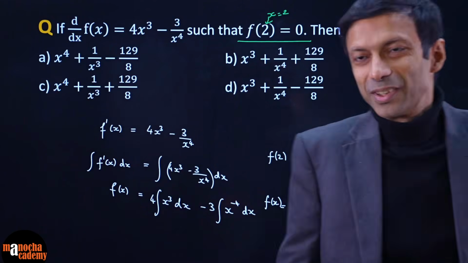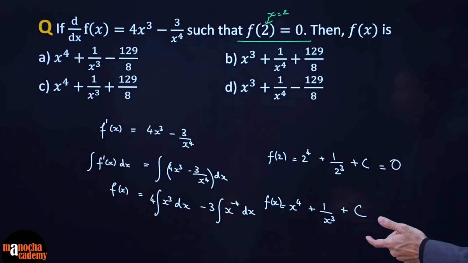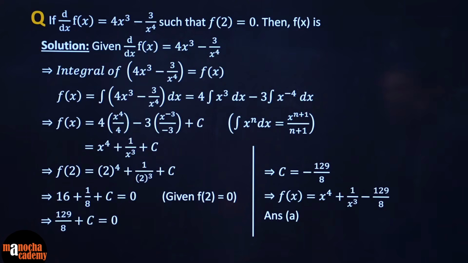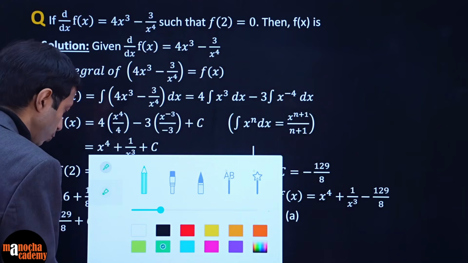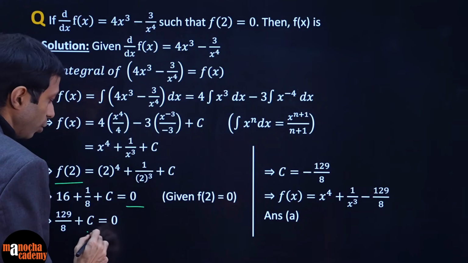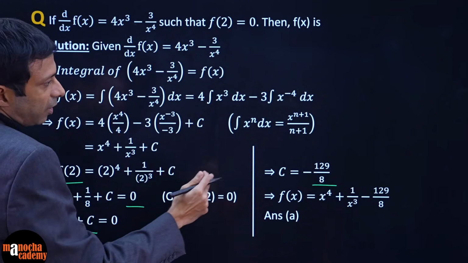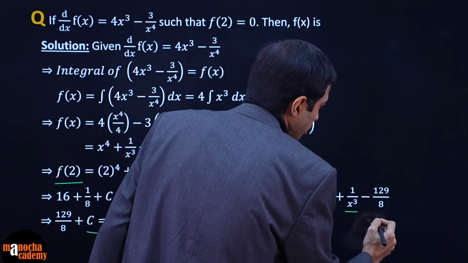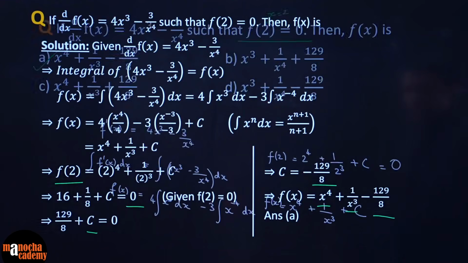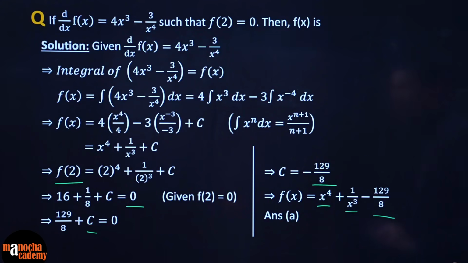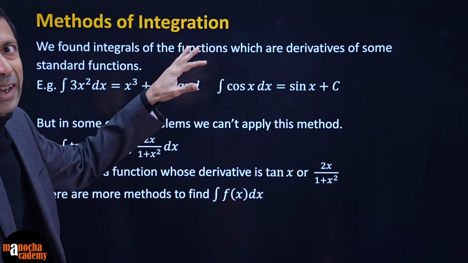Done? Got the concept? This is the concept, that if they have given you some additional information, you can actually work out the constant and you can get the final answer. So see, we got this plus c. Now substituting x equal to 2, f of 2, you got 0. So your constant turns out to be minus 129 by 8. So this will be the correct option: x to the power 4 plus 1 by x cube minus 129 by 8. So the correct answer will be option number A. See, you can actually calculate out the constant and substitute it. Done? Okay, so till now what we have done? We have done integrals using the antiderivative formulas, right?